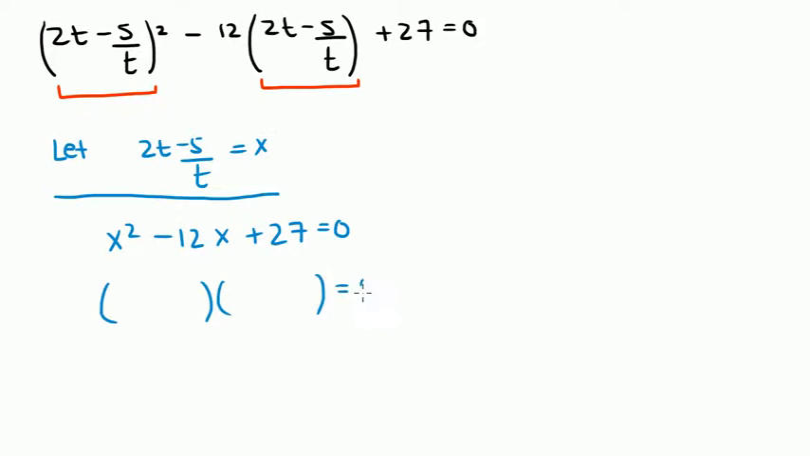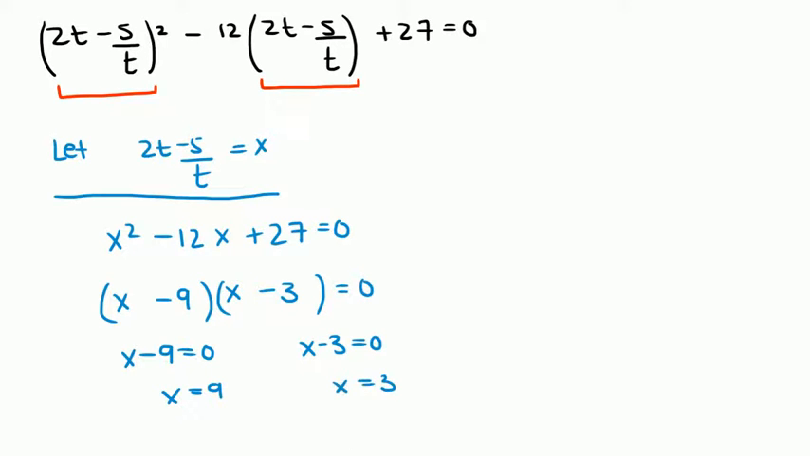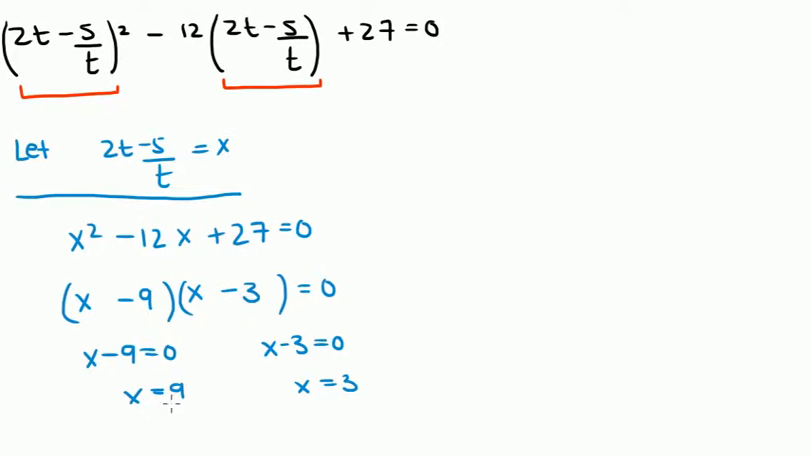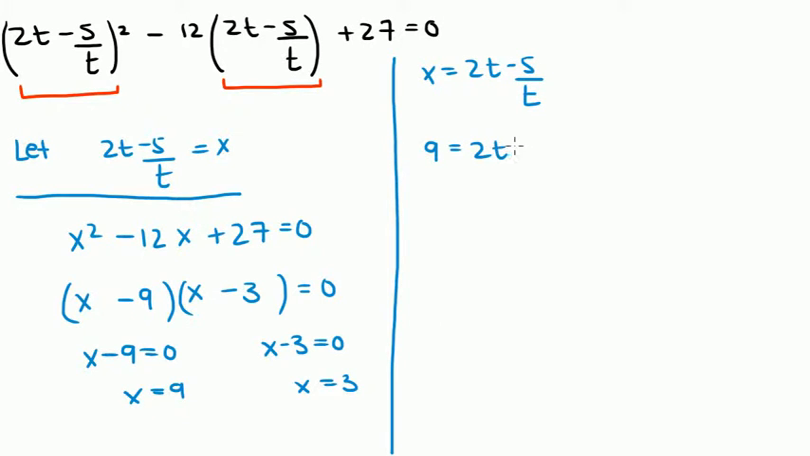So again, factorizing, we let each factor be equal to 0, and we have x equals 9 and x is equal to 3. So now that we have those two values, we need to go back and find the values for t. So we have x is equal to 2t minus 5 over t. So first of all, when x is equal to 9, we have 9 is equal to 2t minus 5 over t. Multiply everything by t to get rid of the fraction.